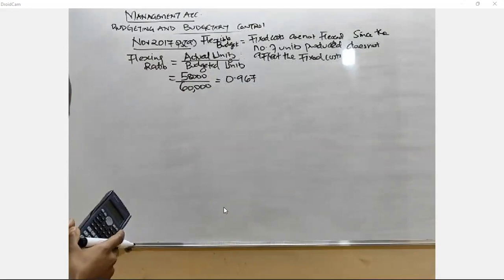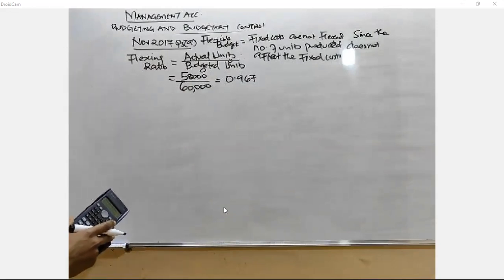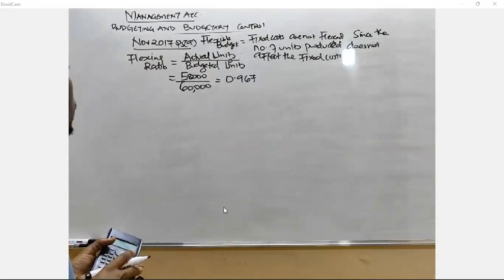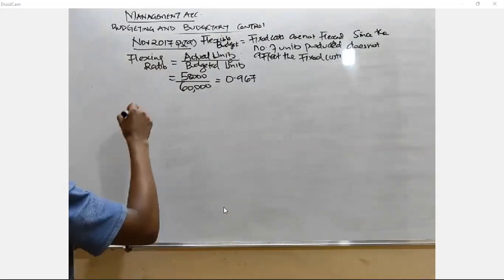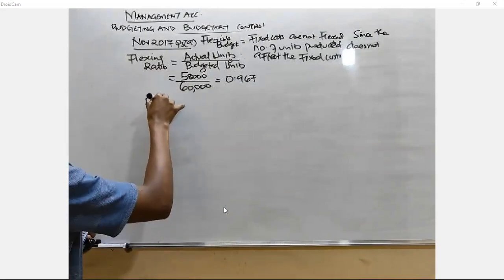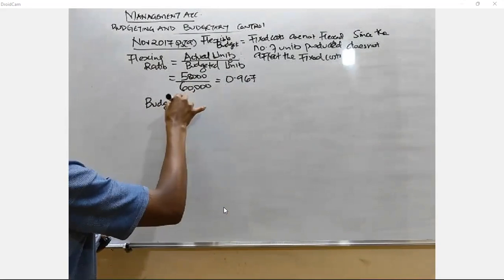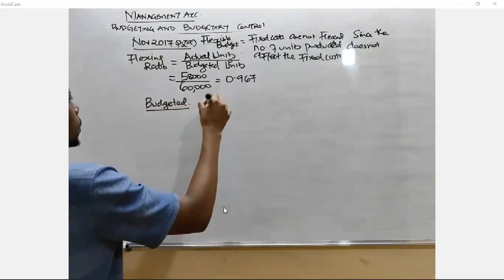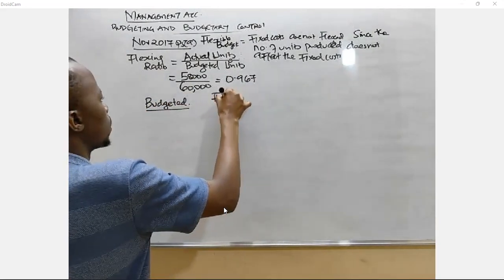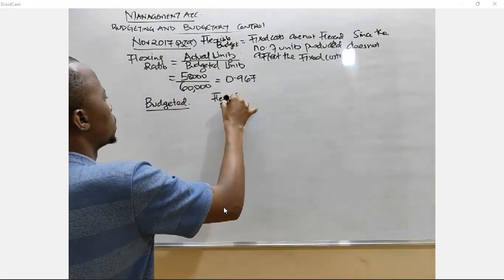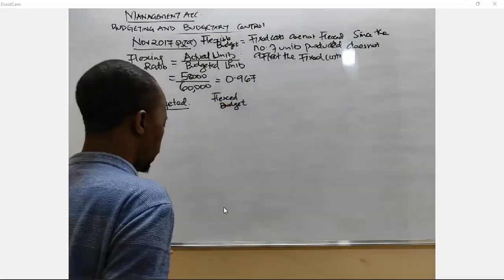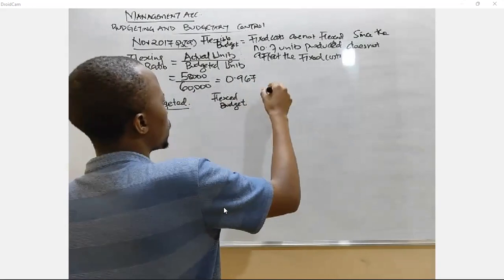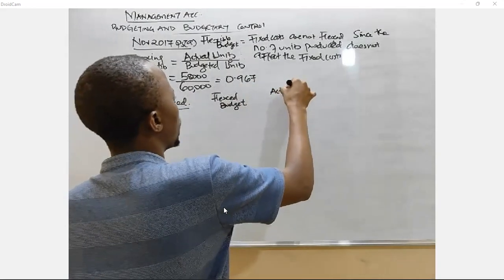So I want us to come up with our flexible budget. You're going to be arranging your answer in this manner. You take your budgeted, then we have your flexible or flex budget, then we are going to be picking our actual budget.